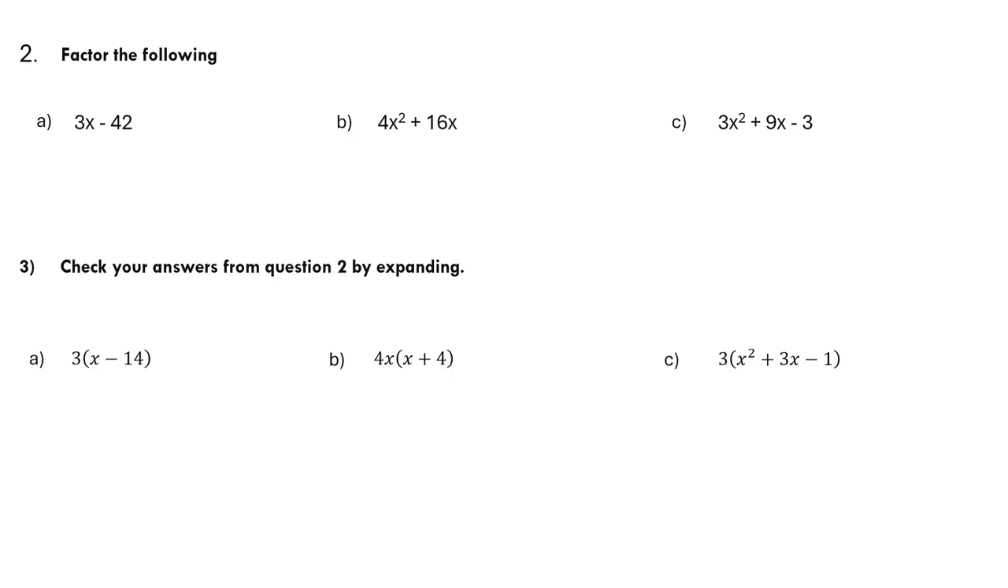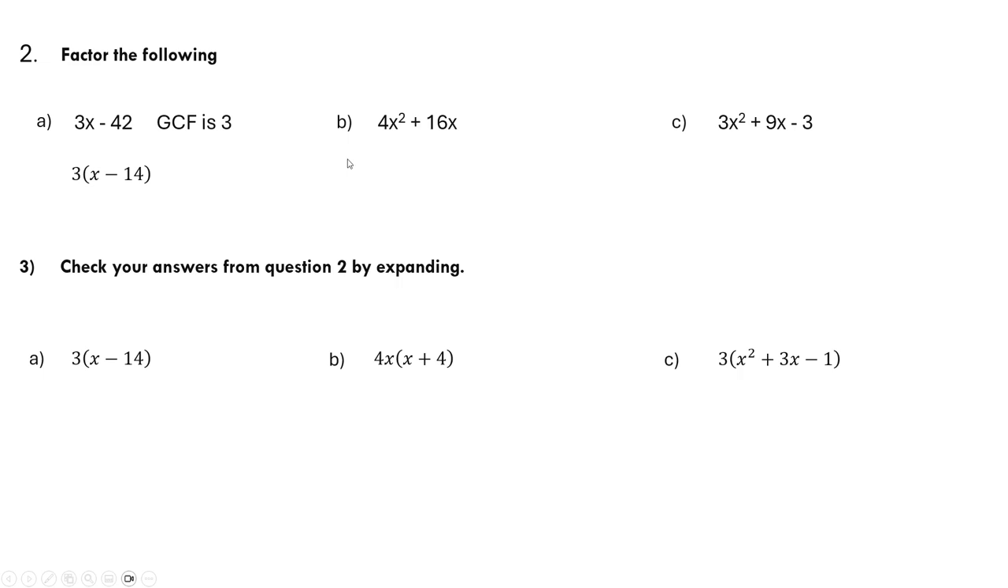Factor the following. 3x minus 42. The greatest common factor is 3. We put down our 3. Divide 3x by 3 and we get x. We divide 42 by 3, we get 14. And we will use a similar process for the rest.